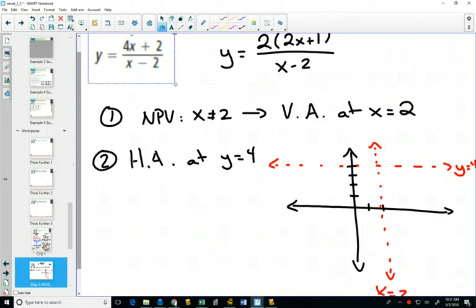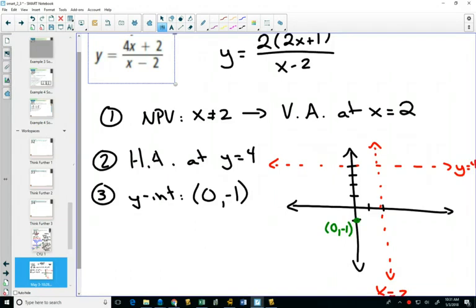Step 3 is about points. Can you find your x-intercept? Can you find your y-intercept? Well, the y-intercept is the easiest because you just plug in 0 for x. If I plug in 0 for x, what do I get? 2 over -2, which is -1. So I get the point (0, -1).